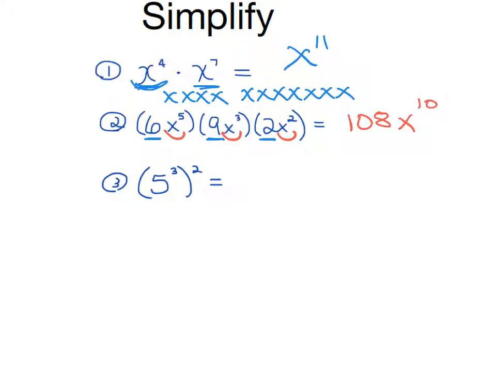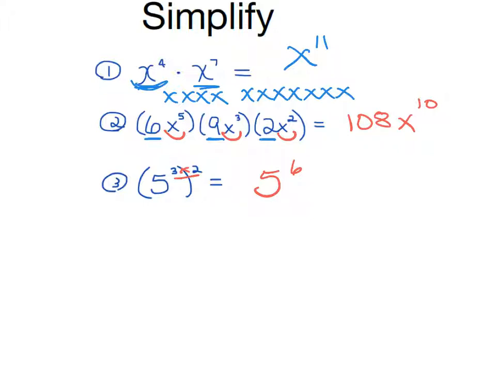The next one is applying that second power rule, the power to the power. So for this one, all I'm going to do is take these two exponents and multiply them. So it becomes 5 to the 6th power.